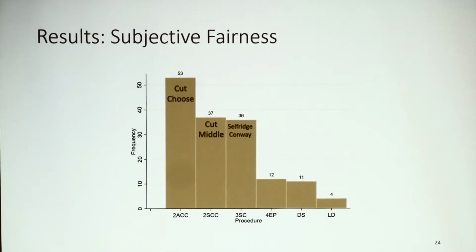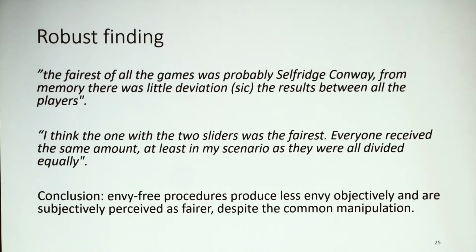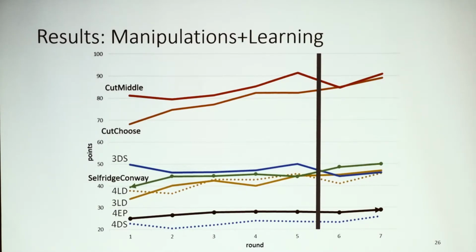Then we asked players what is their opinion about the fairness of the procedure. Most of them report that the fairest procedures are the ones that are actually MB-free. And when we ask them why, they give us answers that make sense for us. So for example, somebody says, I think the one with 2 sliders was the fairest. This is Selfridge Conway. Everyone received the same amount, at least in my scenario, as they were all divided equally. So the takeaway from this is that despite manipulations, MB-free procedures, and particularly Selfridge Conway, seem to work well in real life.